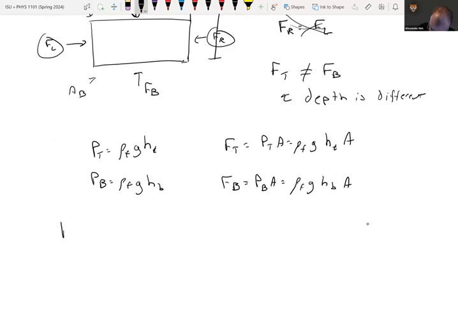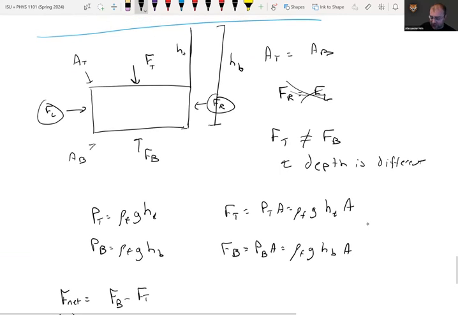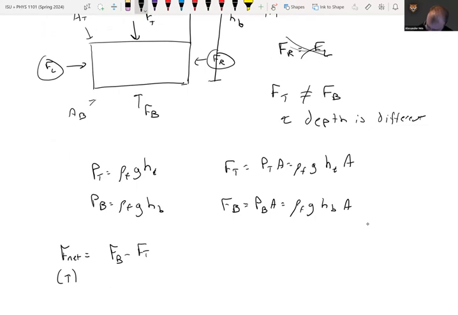Now, the net force is going to be up. So it's the force on the bottom, because that's the upward force, minus the force on the top, because that's a downward force. Pressure is pushing the box downward from the top, but it's also pushing the box upward from the bottom. So what we get is rho_f g h_bottom A minus rho_f g h_top A.